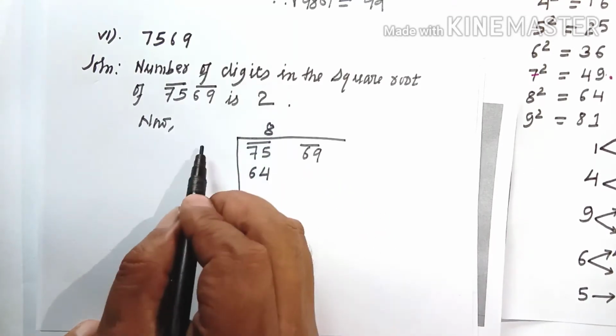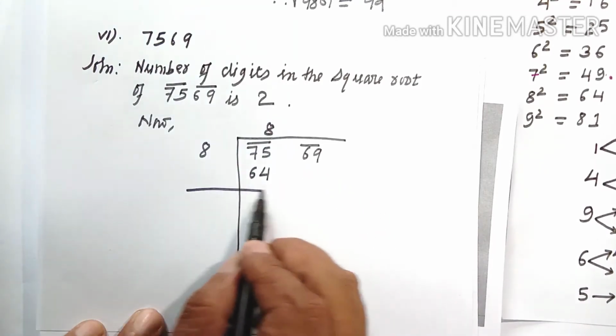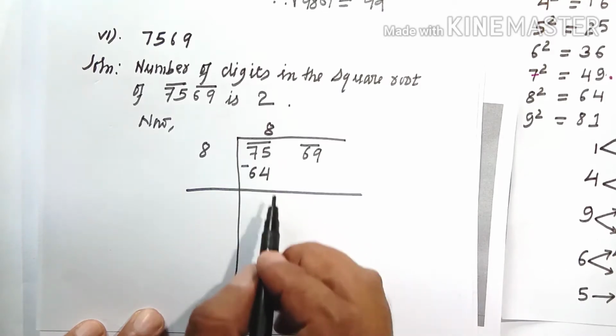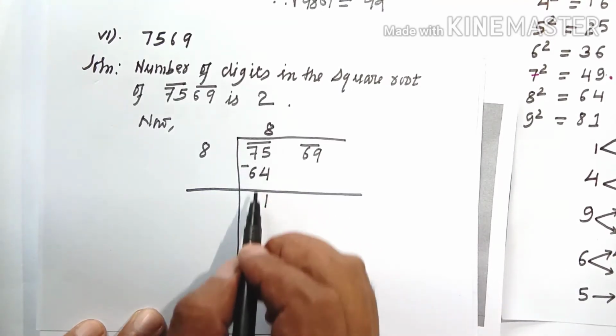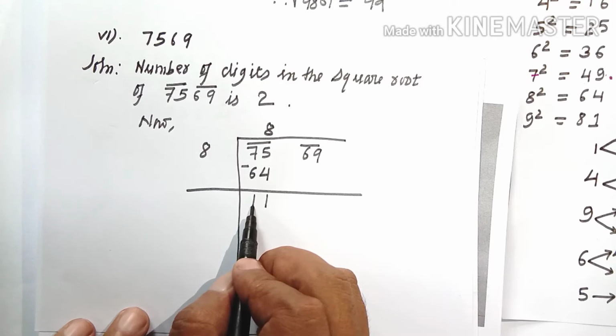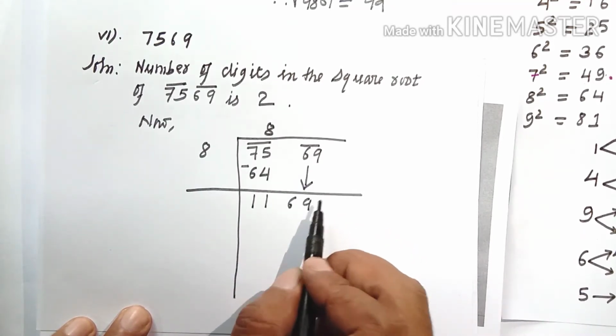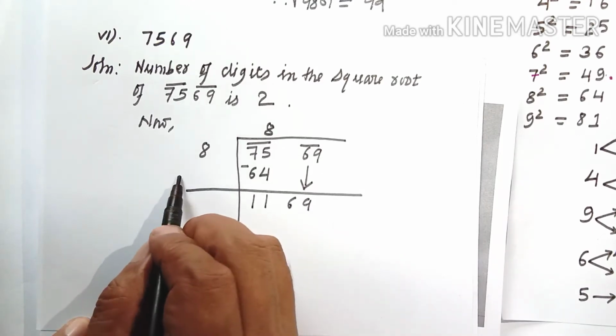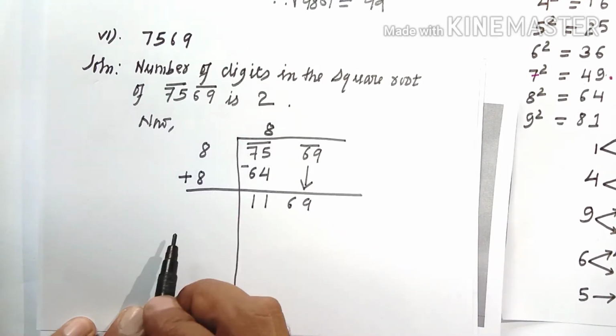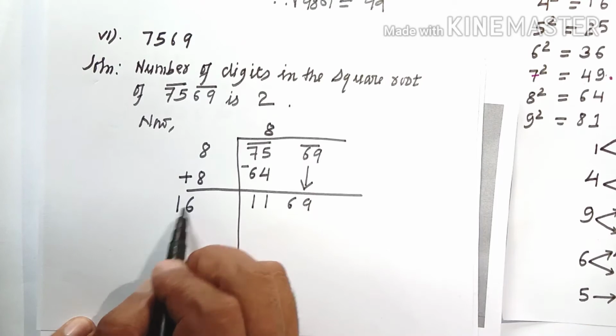So quotient plus 1, divisor plus 1. After that you'll have to subtract. So this would be 1, 7 minus this would be 1. The next step, yes, we need to bring down one more period. So 69. After that, yes, you'll have to add here the same number. So 8 plus 8 equals to 16.